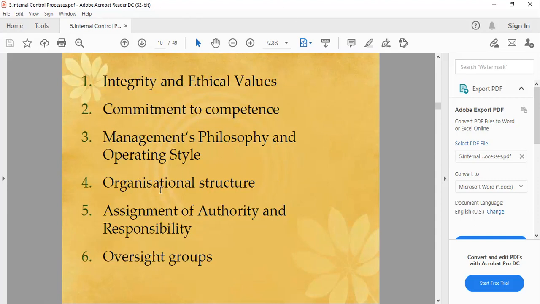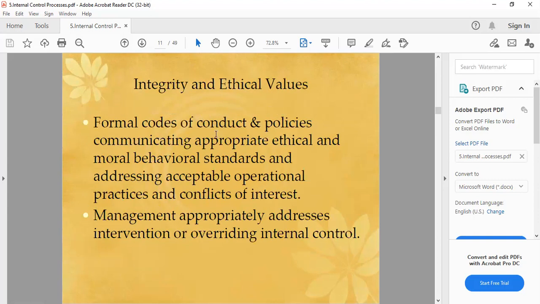Then the structure, the organizational chart, in terms also of delegation of responsibilities, prior to that the authorities, and the oversight group. So who are the guardians or the watchdogs in the organization? Those a while ago were discussed exhaustively. For integrity and ethical values, this would be the formal codes of conduct and policies, communicating appropriate ethical and moral behavioral standards, and addressing acceptable operational practices and conflicts of interest. So, in other words, we have the guidelines for us to be guided as to our actions.